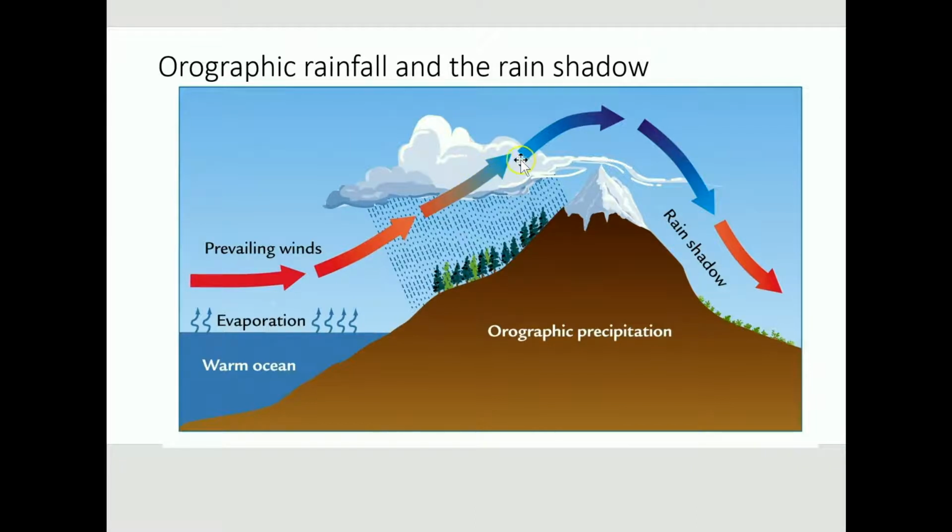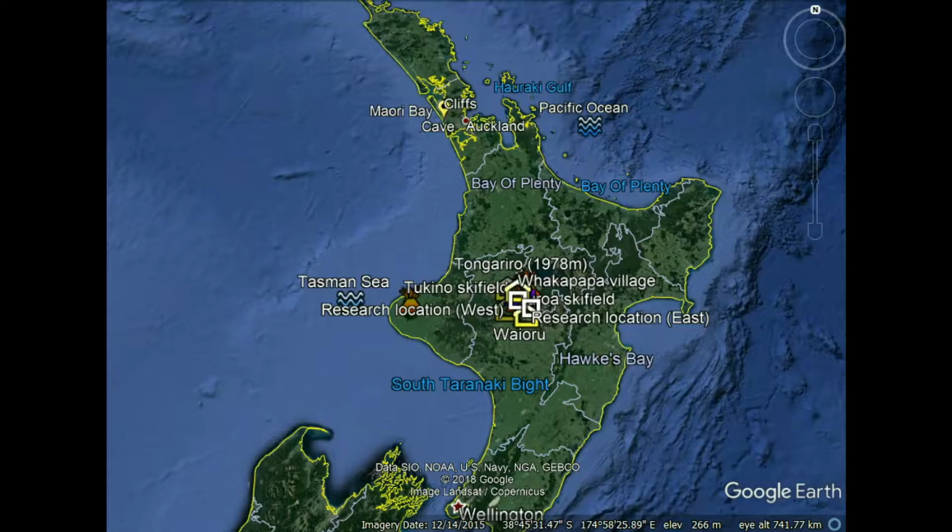But the winds are constantly moving, and as they get over the top of the highland, they've lost a lot of their moisture. So by the time they get over to the other side of the highlands, the winds are much drier. This creates a rain shadow. A rain shadow is an area where there is less rainfall, and a rain shadow is very much linked to orographic rainfall. So let's see how this applies to New Zealand.